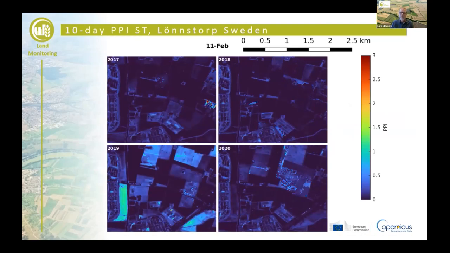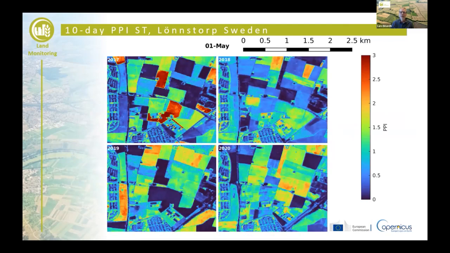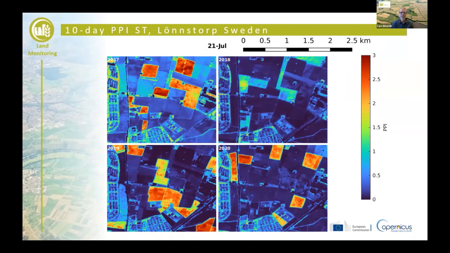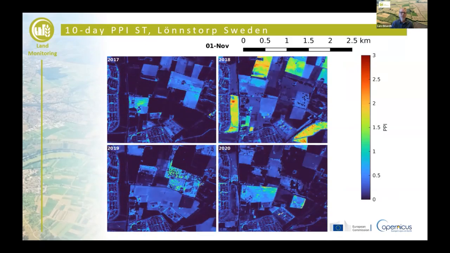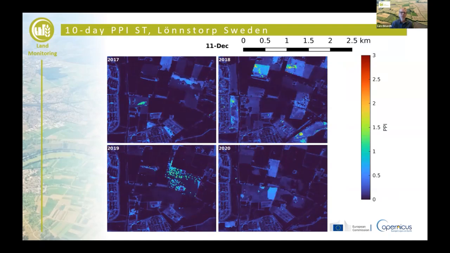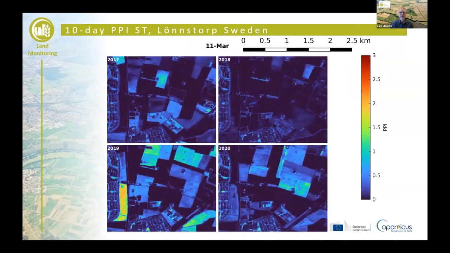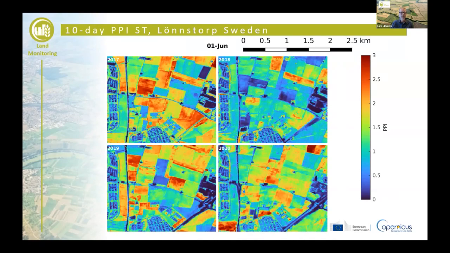Here we have an animation showing every 10 days the PPI, the plant phenology index, and how it varies over an agricultural area. And you can see that it represents both the difference between different cropping fields, but also differences within cropping fields, providing many different details about the vegetation canopy.